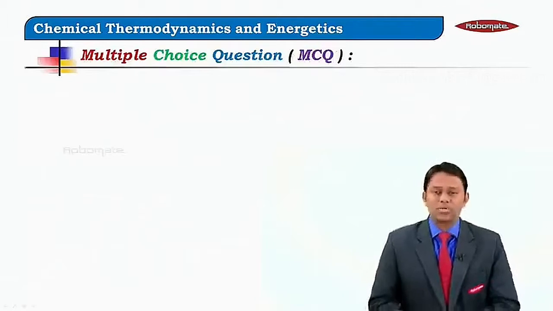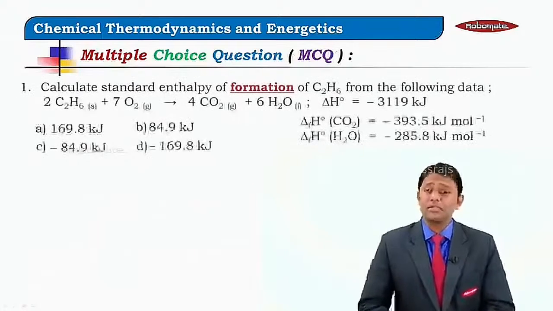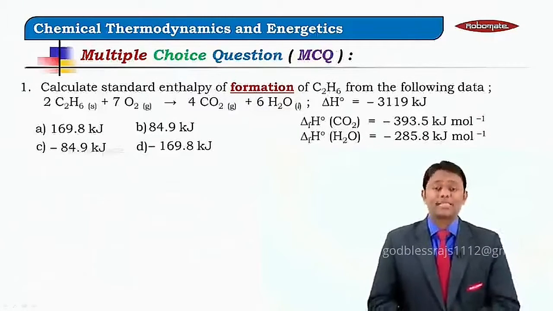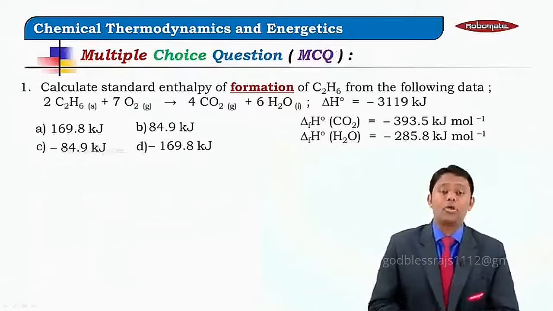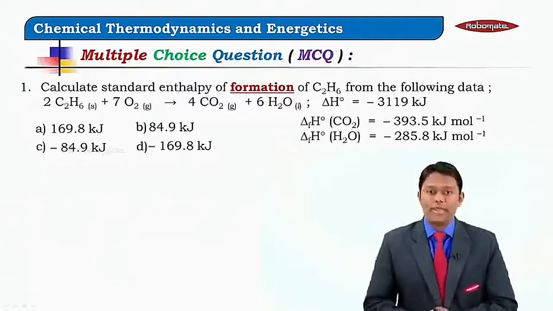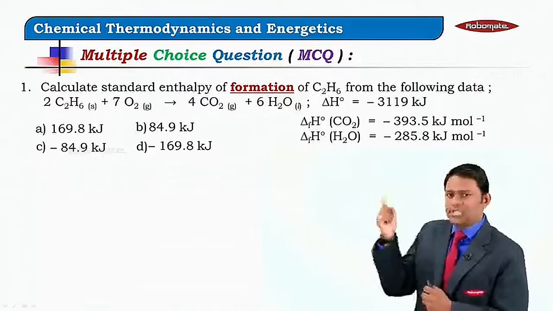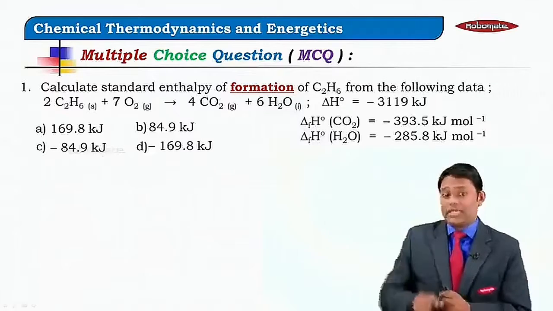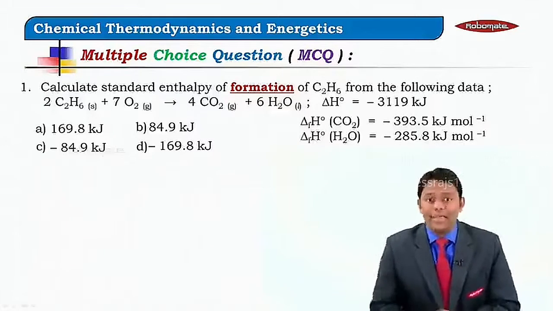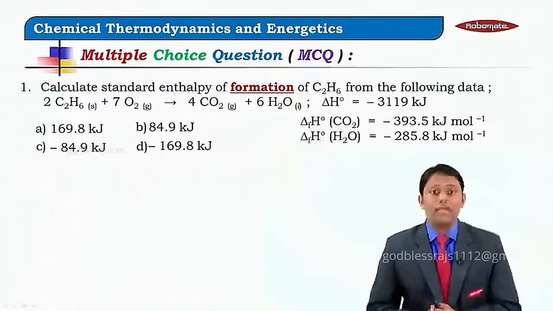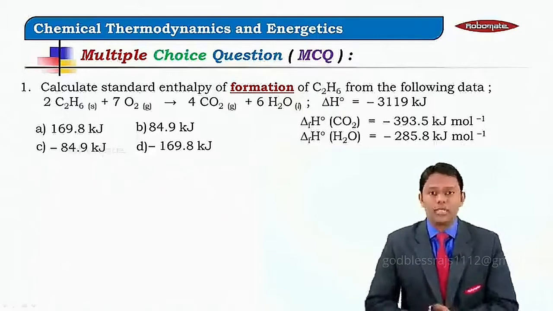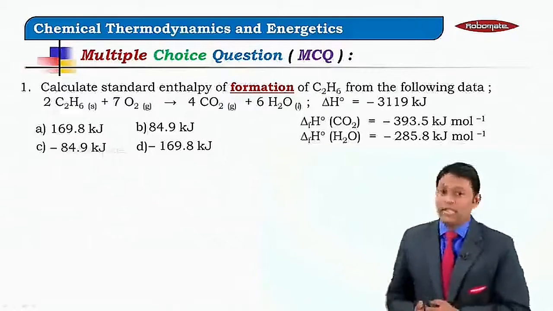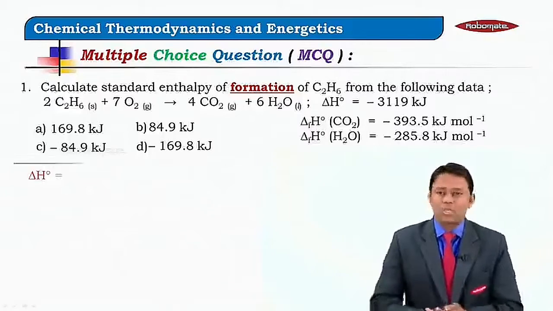Let's quickly go through certain MCQs. The first question says, calculate the standard enthalpy of formation of ethane from the following data. If you see the equations carefully, the overall delta H has been given to you and the delta H of formation of carbon dioxide and water is also given, and using this data we have to find the appropriate answer. So let's quickly do the sum.